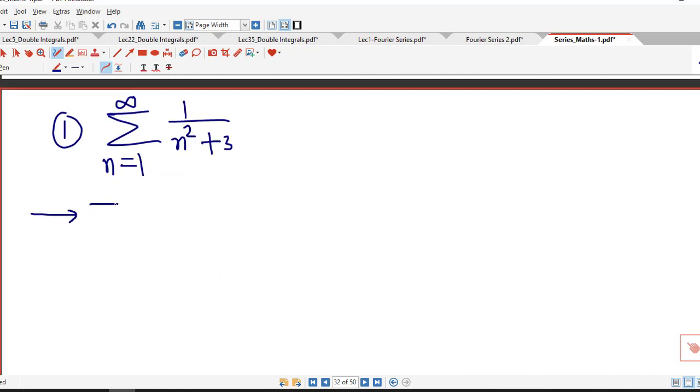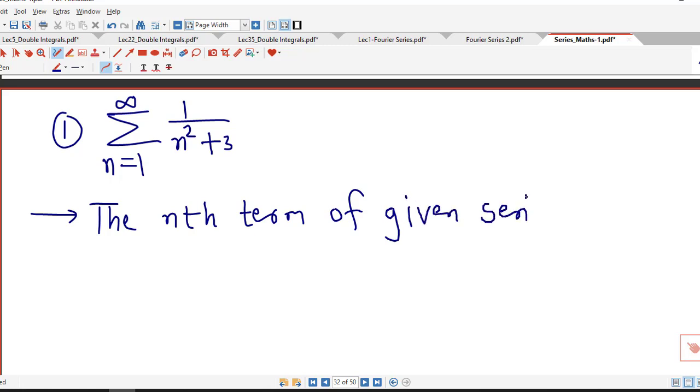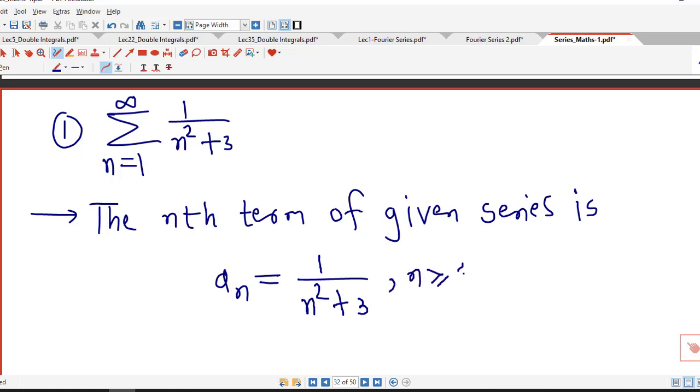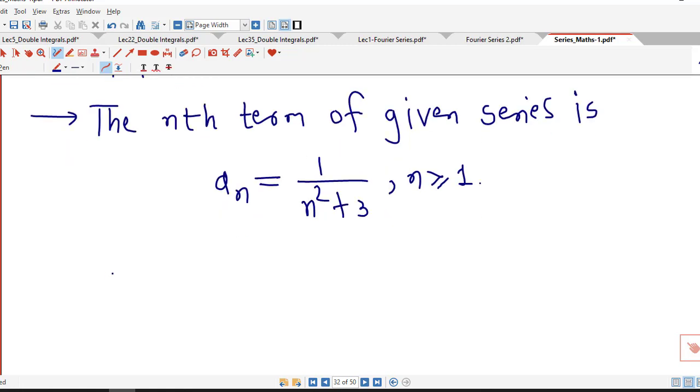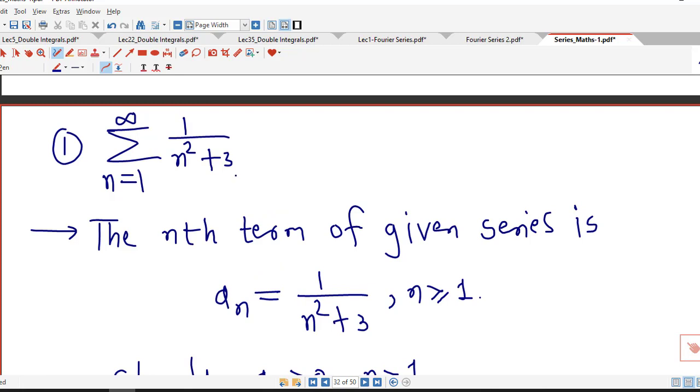So first we write down nth term. The nth term of given series is an equal to 1 over n square plus 3. N is starting from 1. So here it is clear that an is positive. Clearly an is positive for all n greater than or equal to 1. So given series is a series with positive terms.